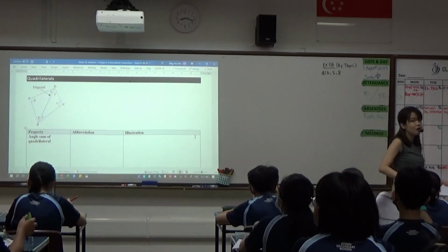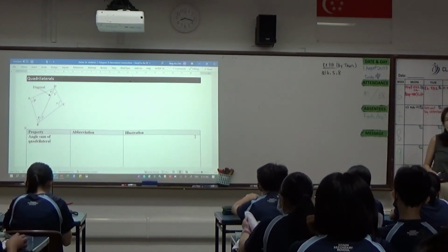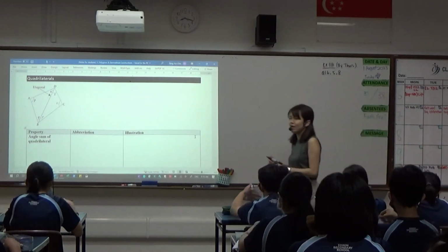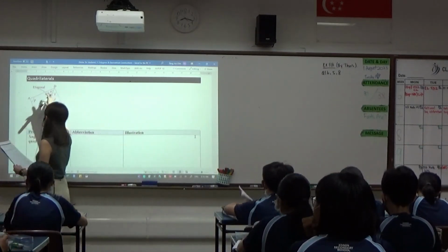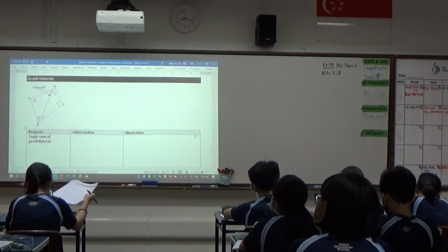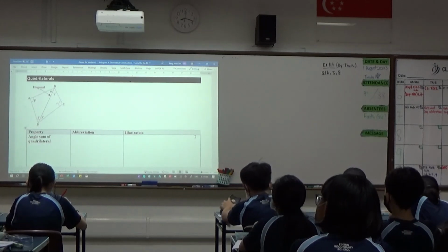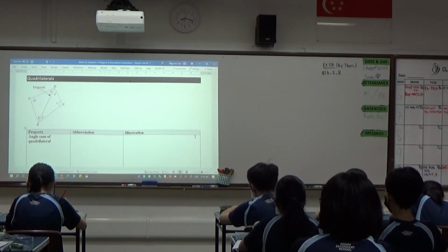Quadrilaterals are simply four-sided figures. So there is no specific property for any random quadrilateral. However, there are properties for special quadrilaterals, for example your rectangle, your squares, your kite shapes and all that. We will look at that later on.